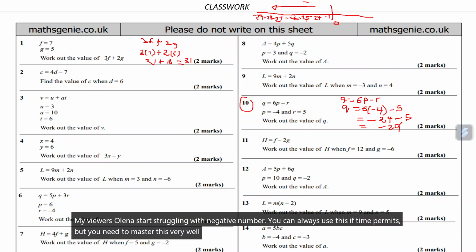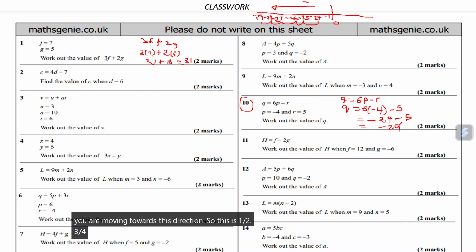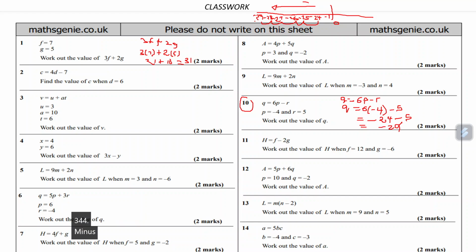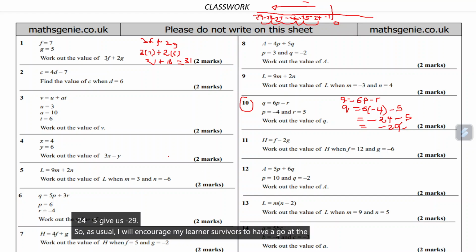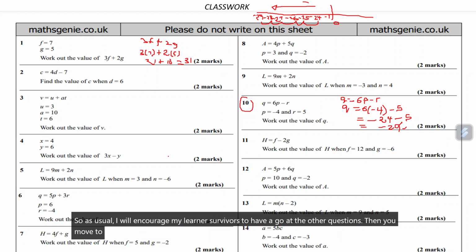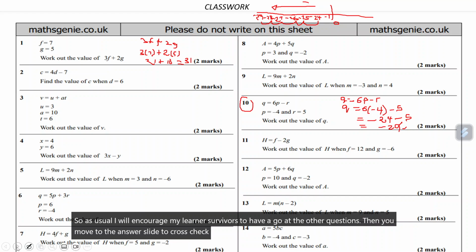So this negative 24 minus 5. Remember, you are moving towards this direction. So this is 1, 2, 3, 4, 5. Minus 24 minus 5 will give us minus 29. So, as usual, I will encourage my learners or viewers to have a go at the other questions. Then you move to the answer slide to cross check. Remember, do this honestly.